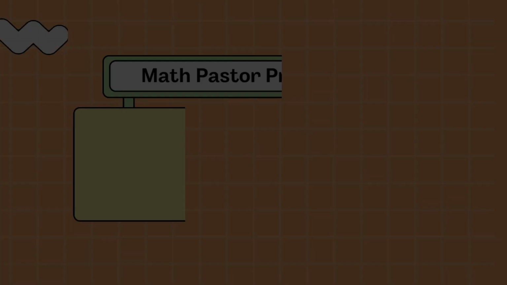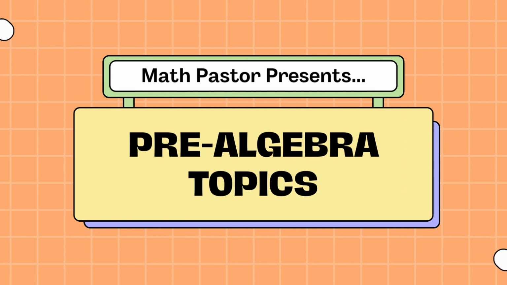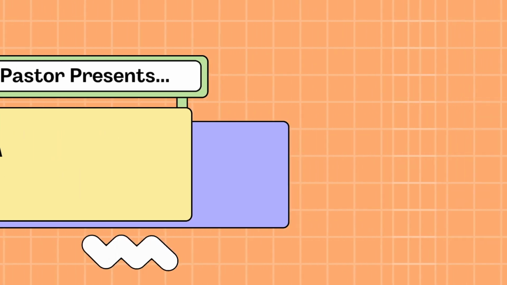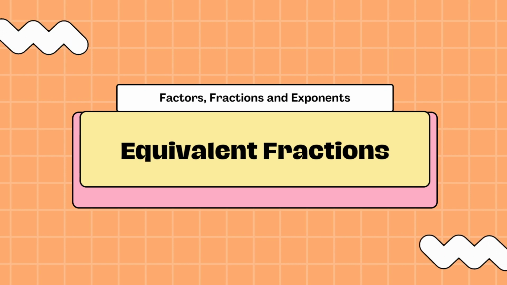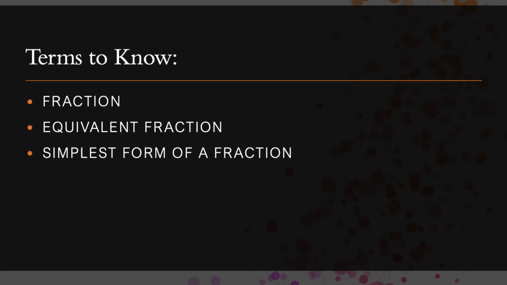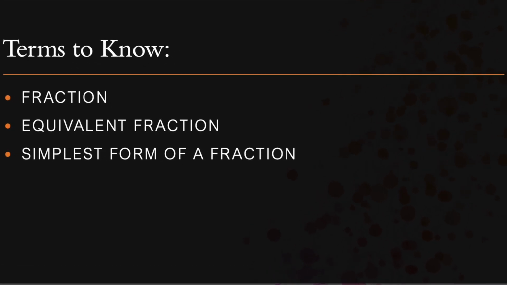In the third part of this series on factors, fractions, and exponents, we're going to talk about equivalent fractions. In this video, there are three terms you need to make sure you know: fraction, equivalent fraction, and simplest form of a fraction. Those terms we'll define as we go through. First, fraction. What's a fraction?